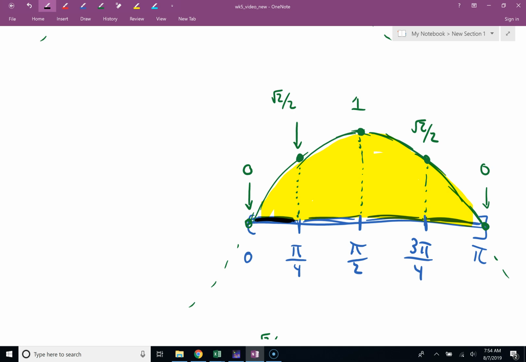So, okay. For my first interval here, if I was writing this function here, the biggest point is over here at root 2 over 2. So that's the biggest one on this piece here. So I'm going to choose that one for the height of my rectangle. So I'm going to choose this rectangle right here.